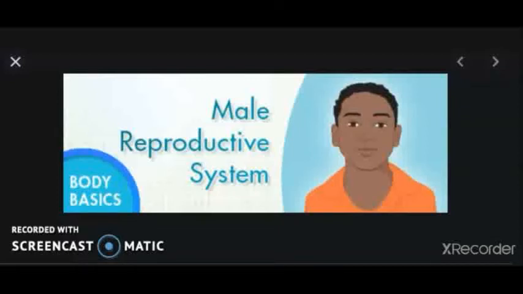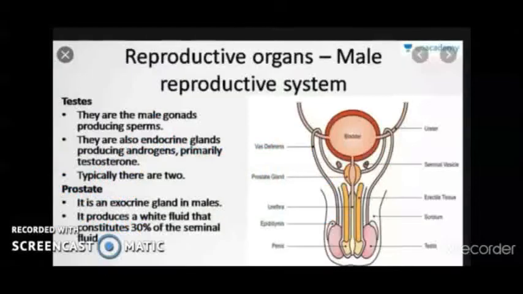Today we will discuss the male reproductive system. The male reproductive system is divided into two parts, primary sex organs and secondary sex organs. In primary sex organs, a pair of testes are present. The pair of testes develop from the mesoderm. They act as an endocrine gland.